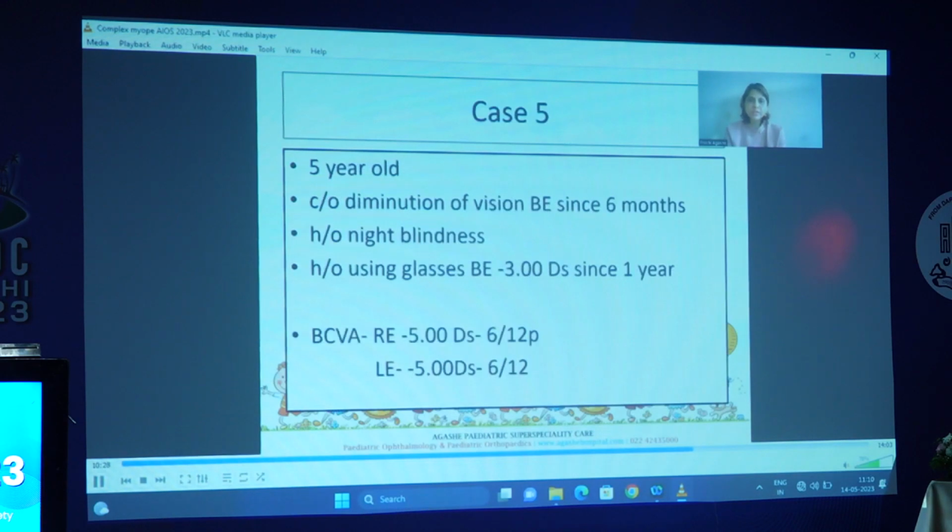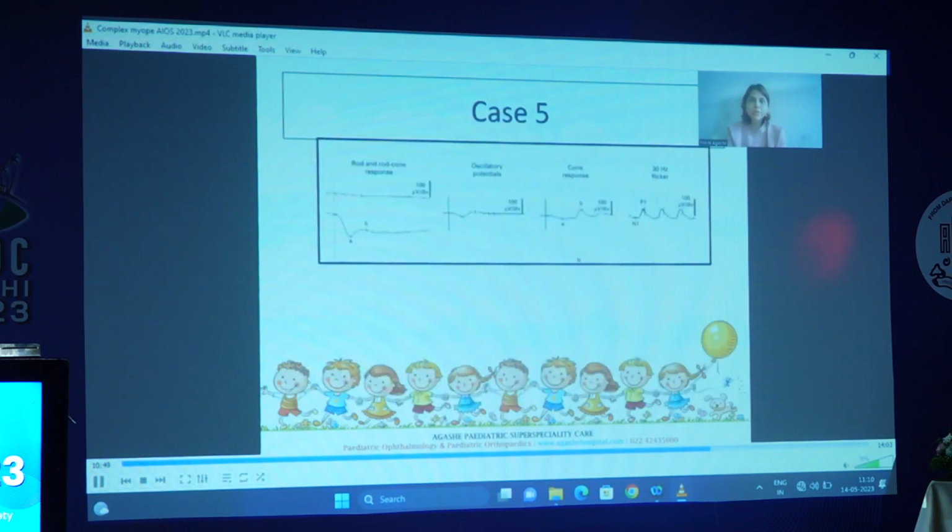Moving on to the fifth case, a 5-year-old child presenting with diminution of vision since 6 months. The child has had a history of night blindness. The child has been using glasses of -3 since 1 year. However, the refractive power has increased to -5 in both the eyes, and the best corrected visual acuity is 6/12 in both the eyes.